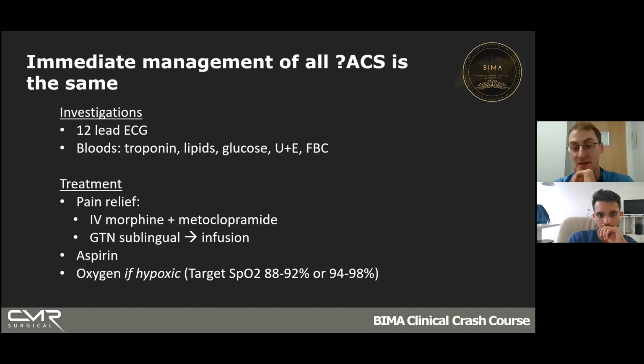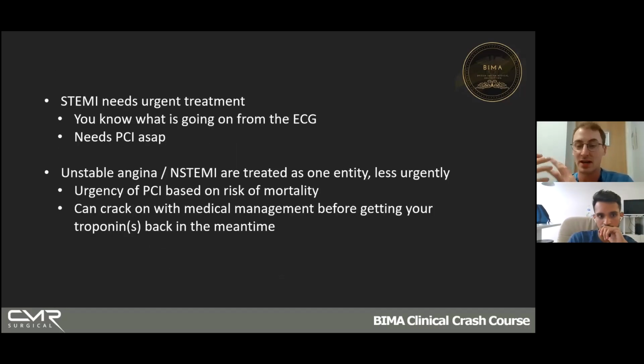By now, you should have an idea of what's going on. You should have got an ECG, you should have got a troponin back. If you have the ECG and it's a STEMI, you can stop what you're doing and just start treating that, and they need PCI. If your ECG looks a little bit ischemic, you need to wait for your troponins, which is lucky because unstable angina and an NSTEMI are treated exactly the same. It's less urgent, so you can afford to wait for your troponins. Then you just crack on with giving them the rest of the drugs before you do your PCI, and we'll go through what these are next.